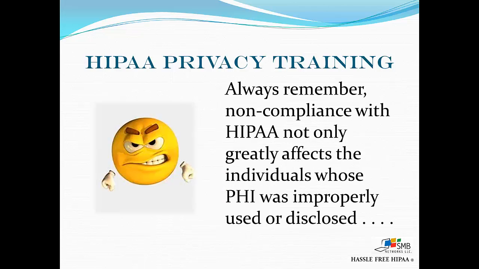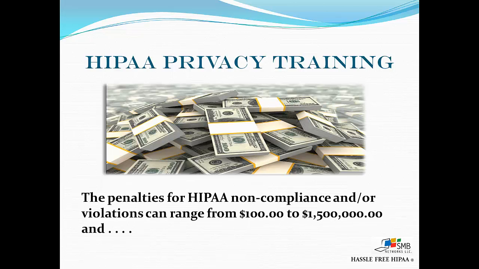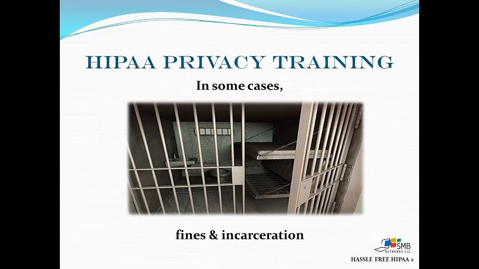I want you to keep in mind and always remember that non-compliance with HIPAA not only greatly affects the individuals whose protected health information was improperly used or disclosed, but the penalties for HIPAA non-compliance and or violations can range from $100 to $1.5 million against your practice per identical violation. So again, if you have 4 separate different violations that are not identical, each one can run a penalty of $100 to $1.5 million. And even more, the penalties for HIPAA non-compliance in some cases can result in fines, criminal fines, and the possibility of your incarceration.